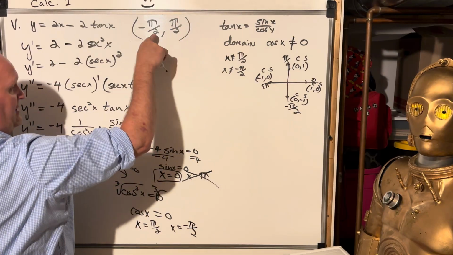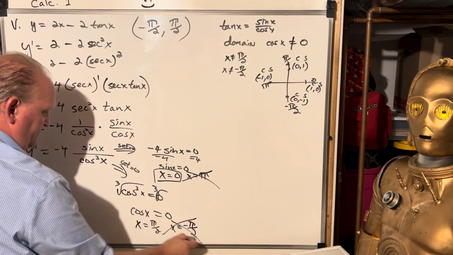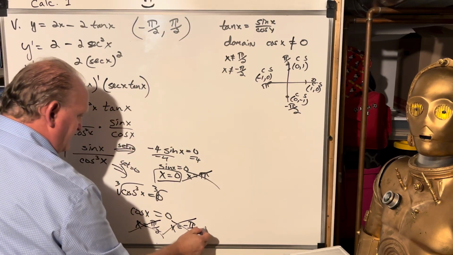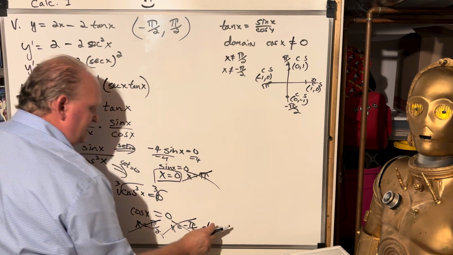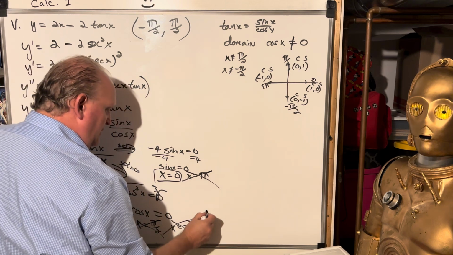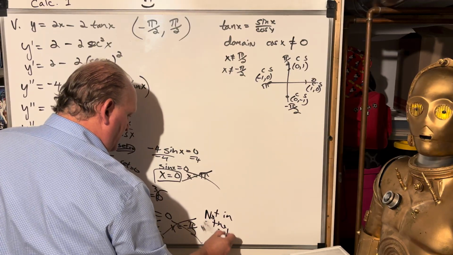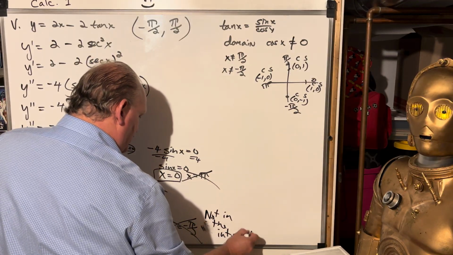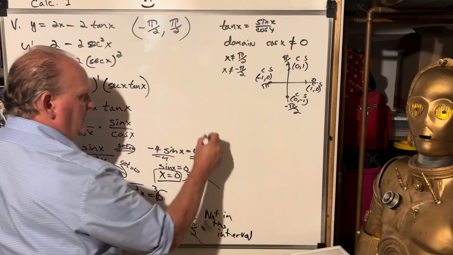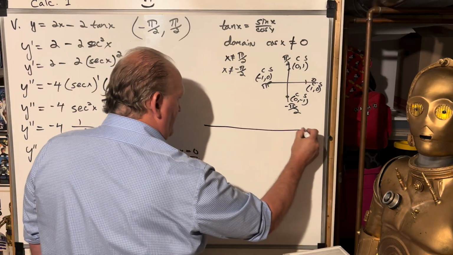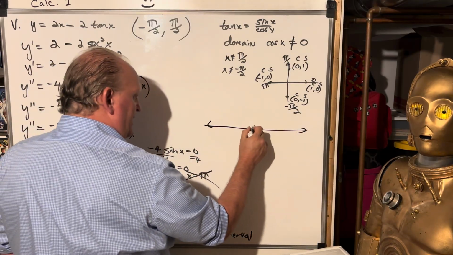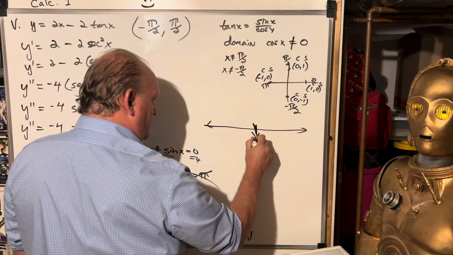Because those aren't brackets, those are parentheses. So not in our interval. I said domain, not in our interval. Not in the interval. So we got to kick that out, kick that out. Well, that simplified our problem a bit then. So now we're only looking at x equals 0 on our number line.